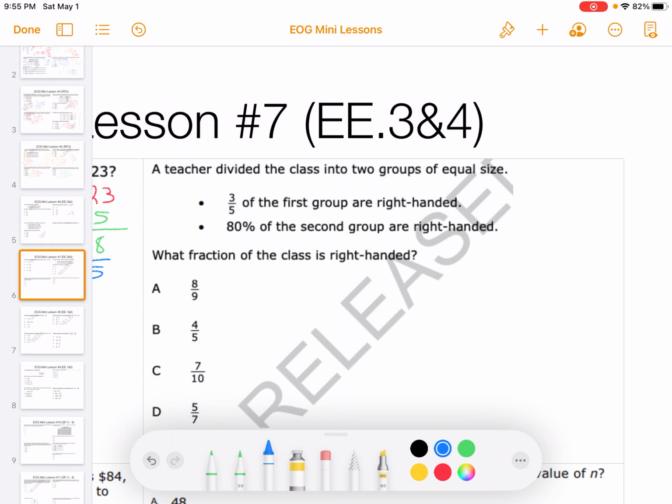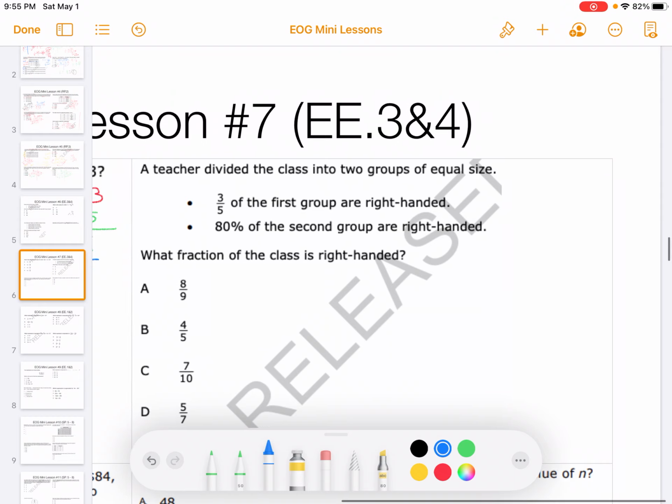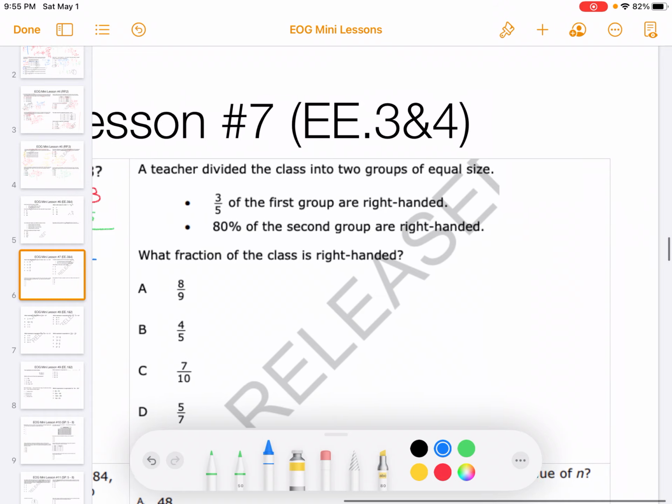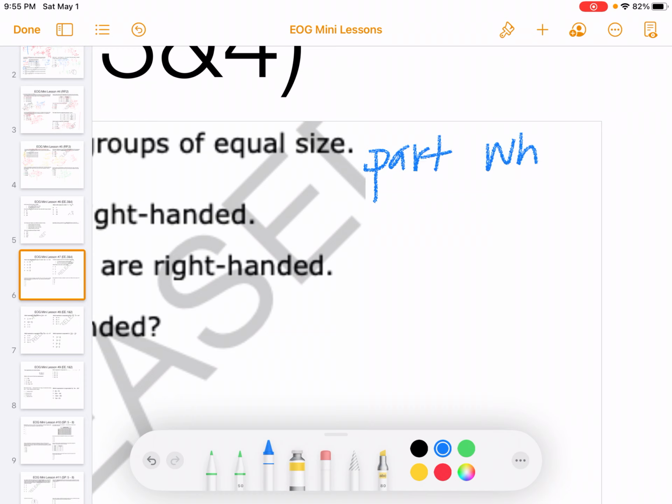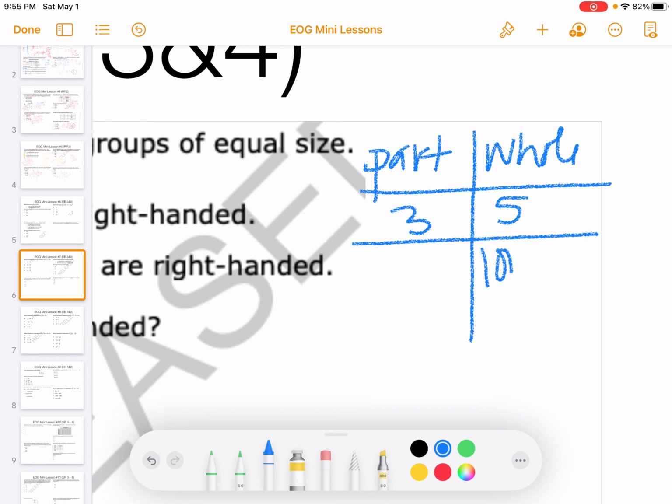So let's do some thinking. Let's change everything to percentages. Might be a good way to start. So I have my part and my whole. I know that 100% would be my whole. I get 20. So I'm going to multiply by 20. So I get 60%.